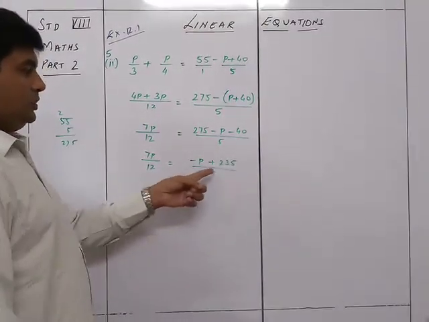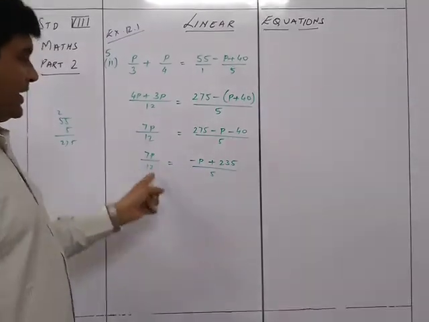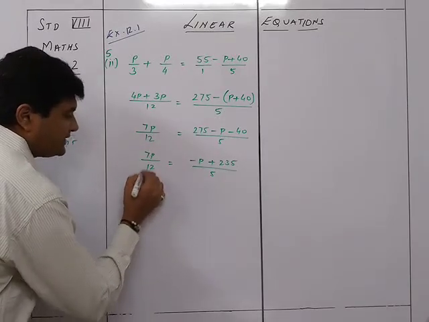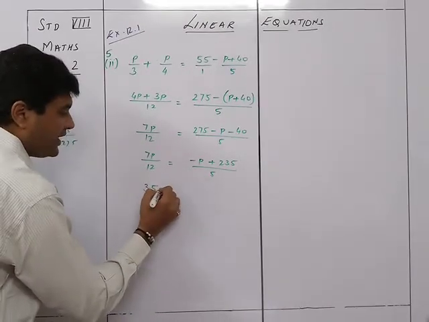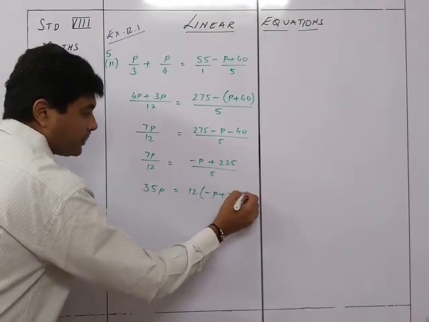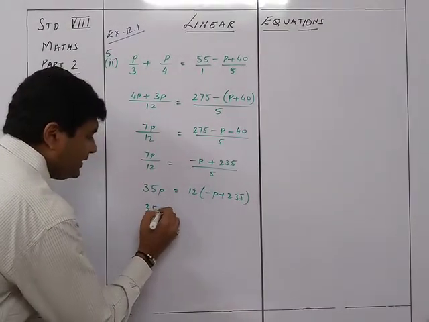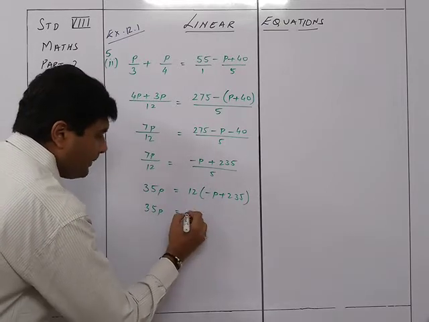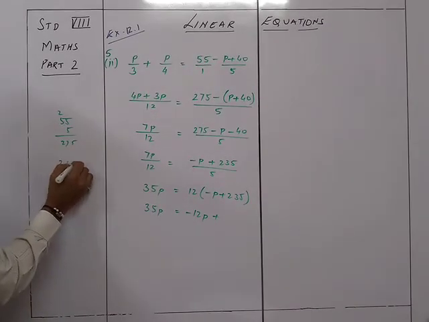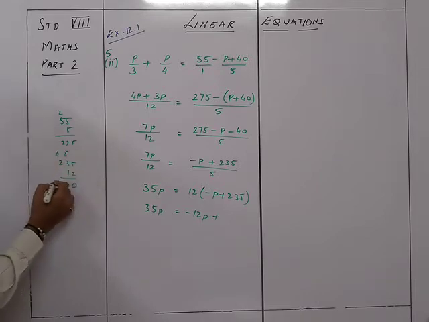275 minus 40 is 235. Yes. Now cross multiply because you got this thing sorted out. So cross multiply. So 7p into 5 will be 35p. So 35p is equal to 12 into minus p plus 235. Got it? So this becomes 35p is equal to minus 12p plus, now 235 into 12. So 235 into 12, 12 5s are 60, 36, 42, 24, 28.